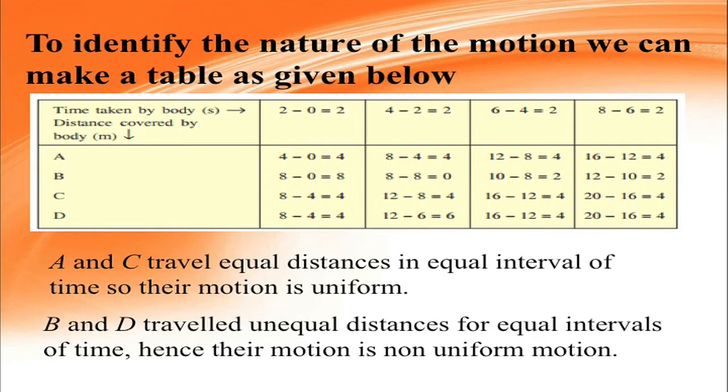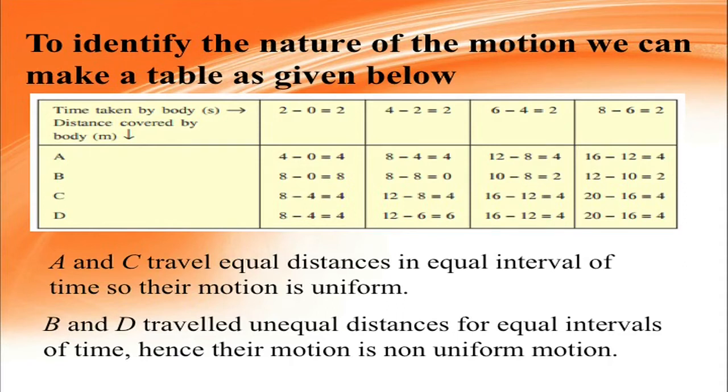For body A, the distance covered in the first 2 seconds is 4 minus 0, that is equal to 4, and the distance covered in the next 2 seconds is 8 minus 4, also equal to 4, and in the next 2 seconds 12 minus 8 is also equal to 4, and in the last 2 seconds 16 minus 12 is equal to 4. So, you can see the distances covered by A in all 2-second intervals are equal.